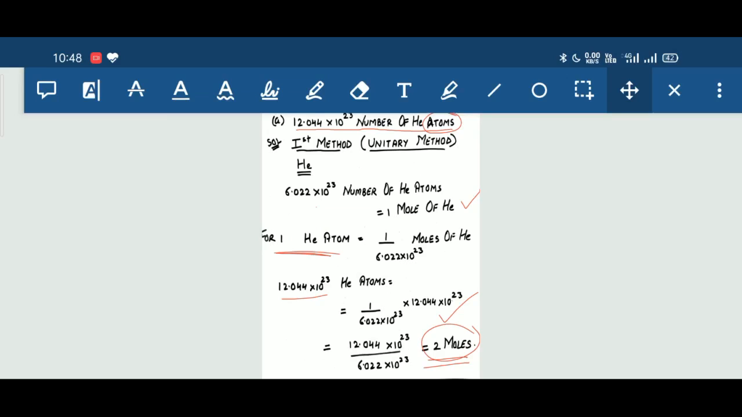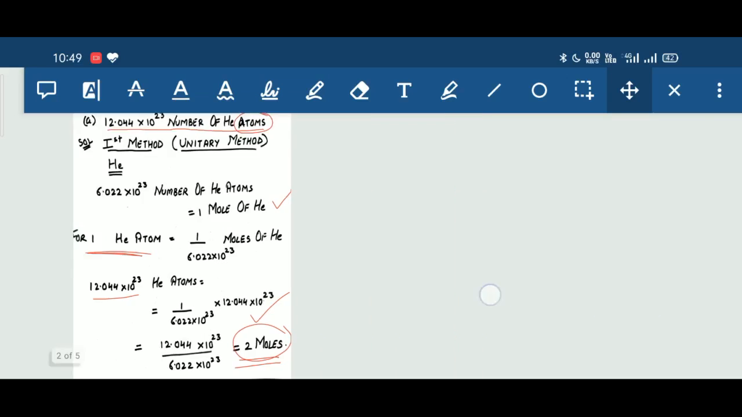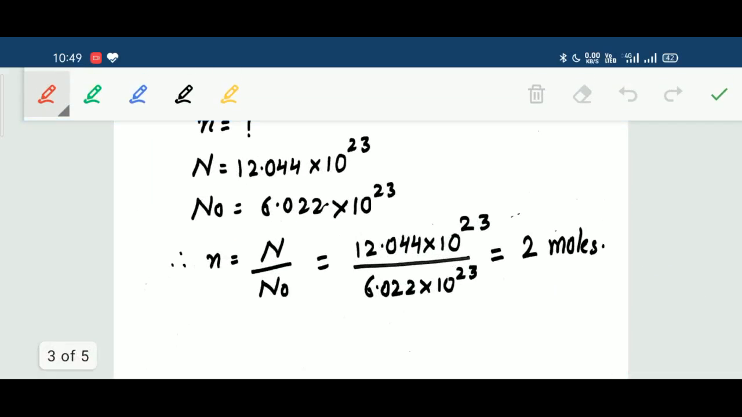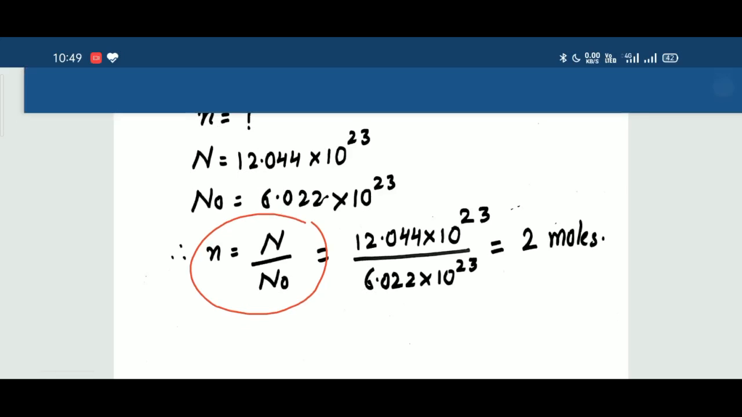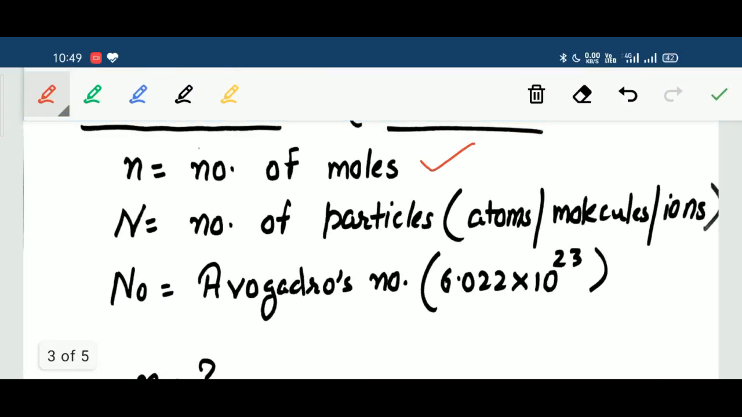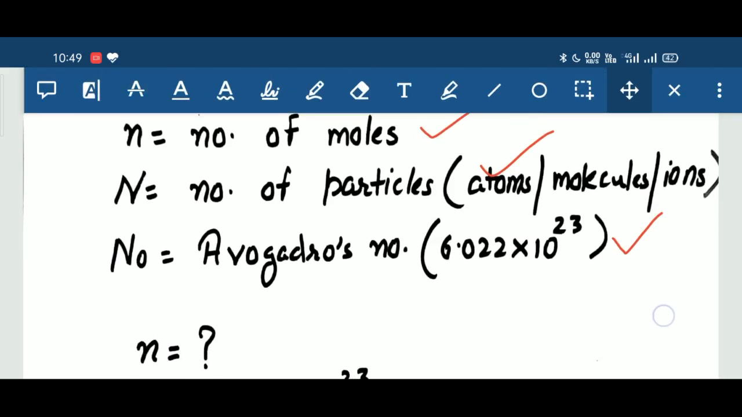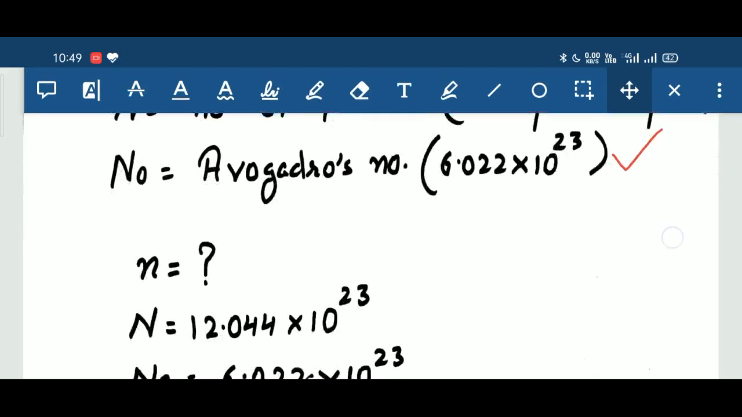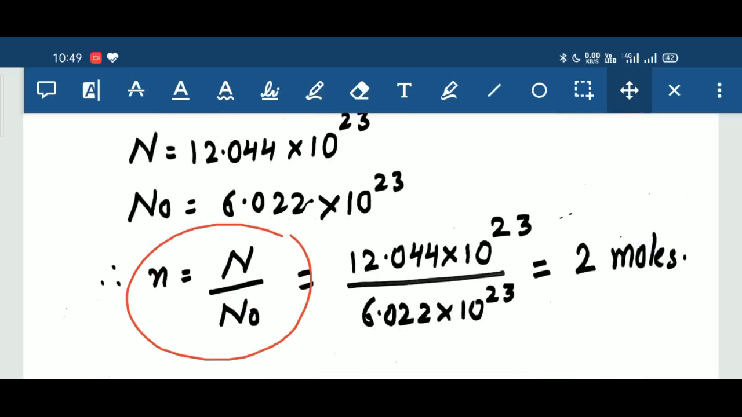Now, students, we can also solve this question using a formula, that is n is equal to capital N by N0. But first of all, let's understand what these symbols represent. Small n represents number of moles, capital N represents number of particles, which can be atoms, molecules or ions, and N0 represents Avogadro's number, that is equal to 6.022 into 10 raised to 23. And the formula for relating moles with particles is small n is equal to capital N by N0.